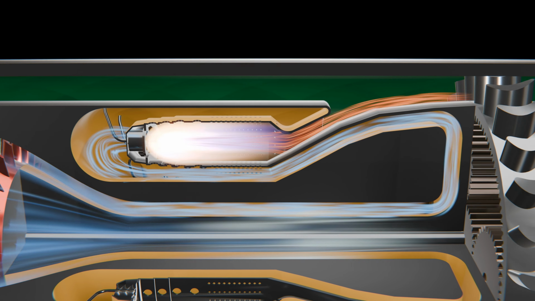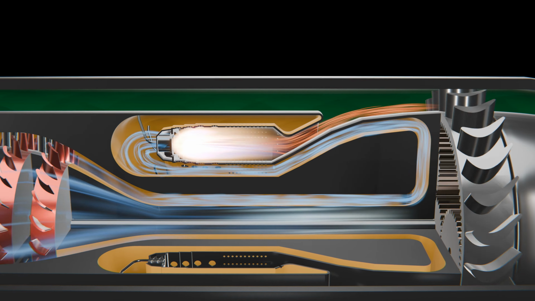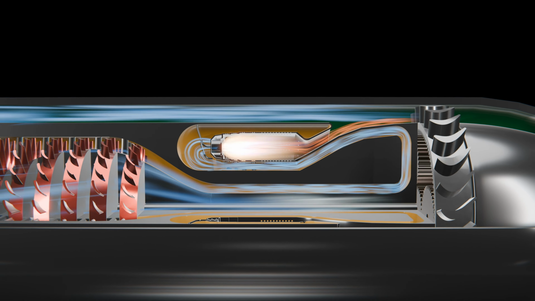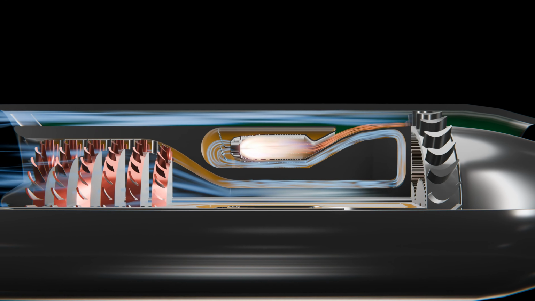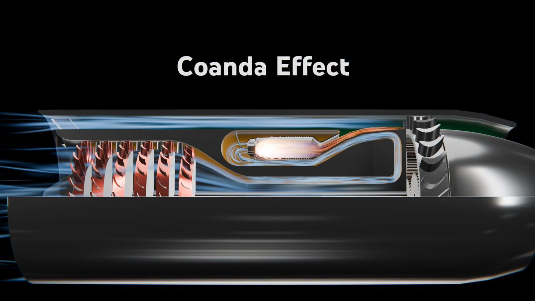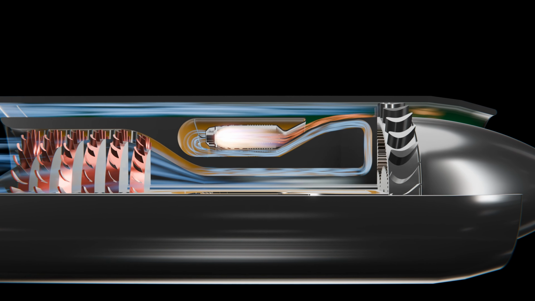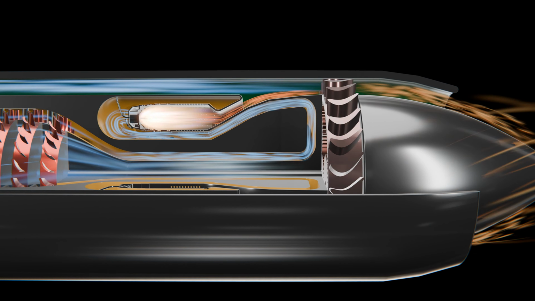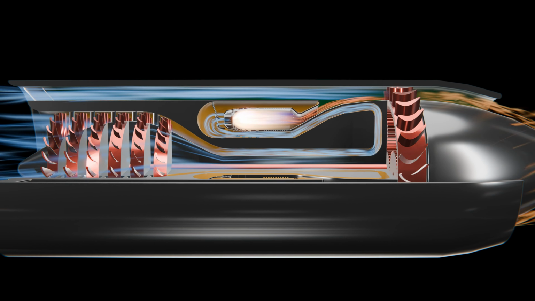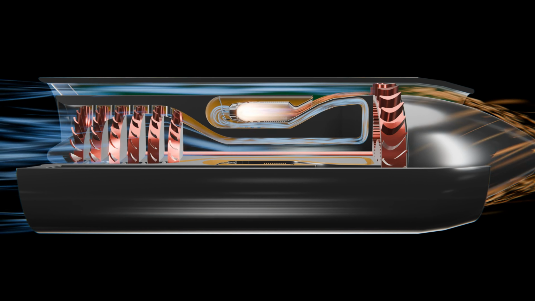This lowers the static pressure and increases the velocity of the hot gas, leading to the entrainment of a larger volume of cooler air. This phenomenon is known as the Coanda effect. The cooler mixture of high velocity jets of gas spins the turbine. The turbine in turn drives the compressors, completing the cycle.